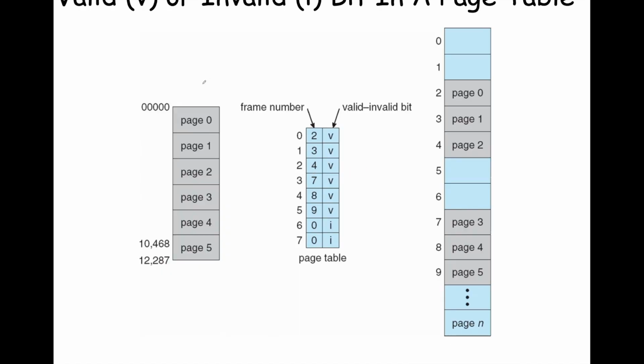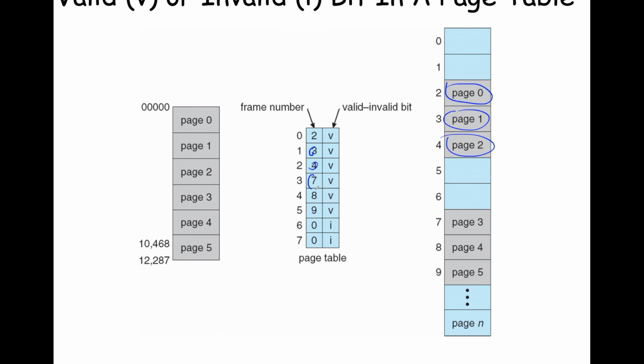And so here we have our logical process, and we have 6 pages, page 0 through page 5, and we also have our page table here. And here we have the frame number entry associated with each page, and then we have an associated valid bit. In this particular case, we see that pages 0, 1, 2, 3, 4, and 5 are loaded. Page 0 is in frame 2. Page 1 is in frame 3. Page 2 is in frame 4.